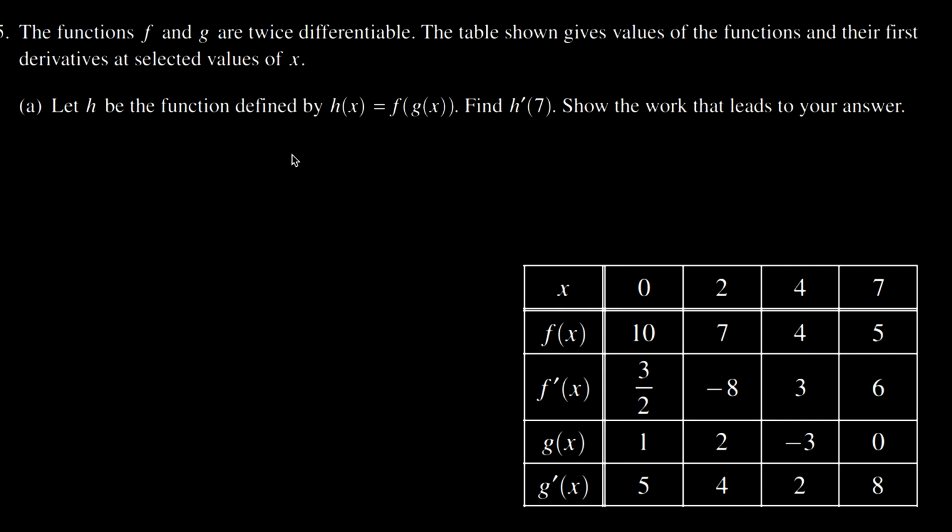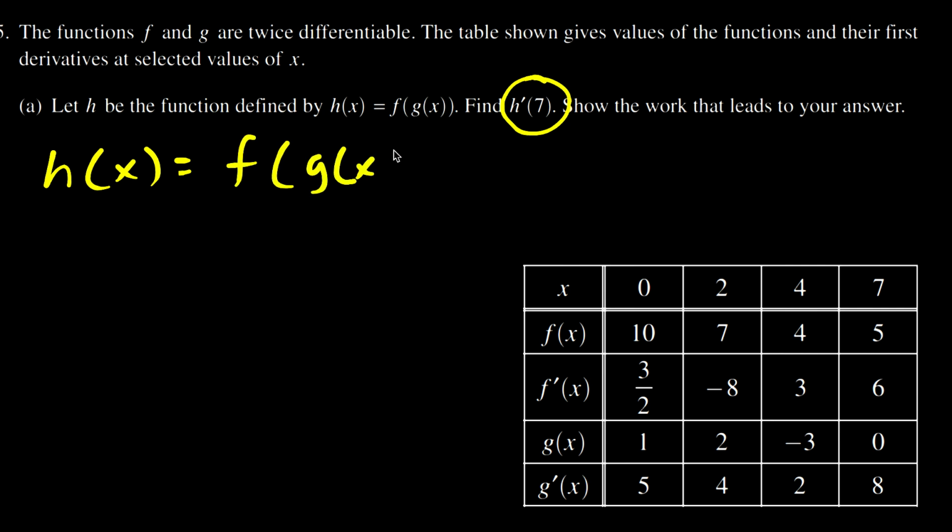So part A, it says we're defining h of x by f of g of x, and we're finding h prime of 7. So we need a first derivative. So let's go ahead and take a look at h of x and see what we have. So we have f of g of x. Now, most of you, when you learned the chain rule, probably saw the rule written this way in terms of finding the derivative, that you have an inner function here, and this is your outer function encompassing it all.